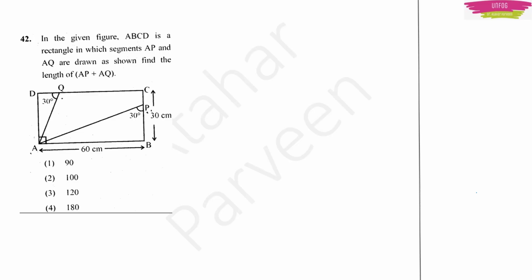Okay, next problem. The question is: in the given figure, ABCD is a rectangle in which segments AP and AQ are drawn as shown. Find the length of AP plus AQ. Here they have given one rectangle ABCD, and segments AP and AQ, and they are telling you to find the length of AP plus AQ. It is this line and this line; you have to find the length together.